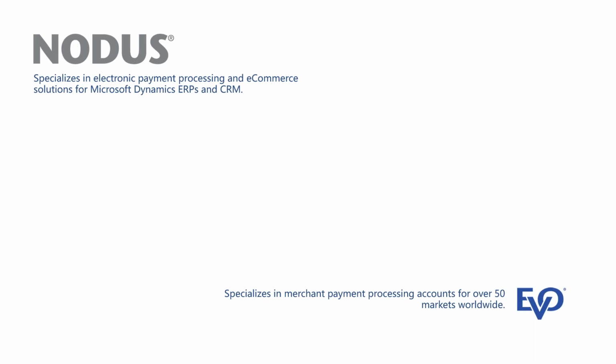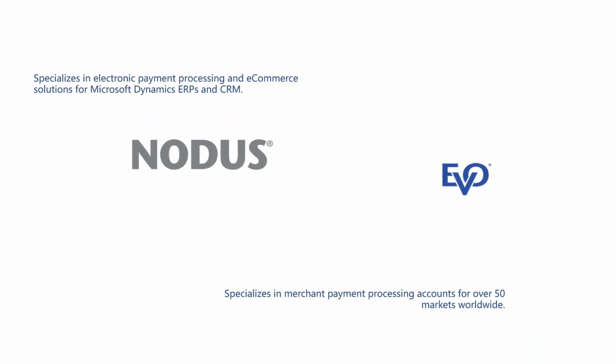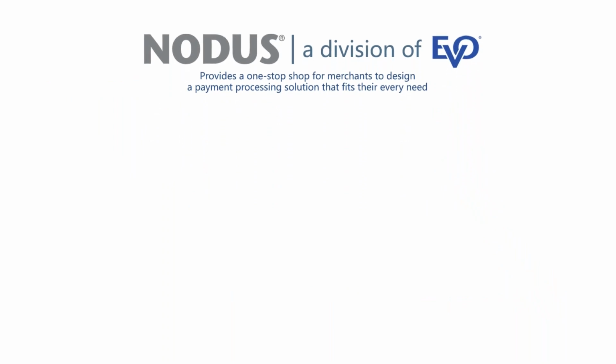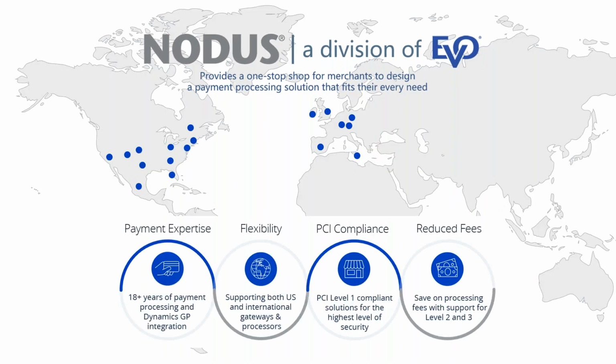Nodus is part of a company called Evo Payments. Evo is one of the largest payment processors globally. We have a presence in the Americas and Europe. We specialize in payment processing, and one of the biggest benefits of working with us is that because we are a processor ourselves, we don't rely on third-party gateways or third-party processors.